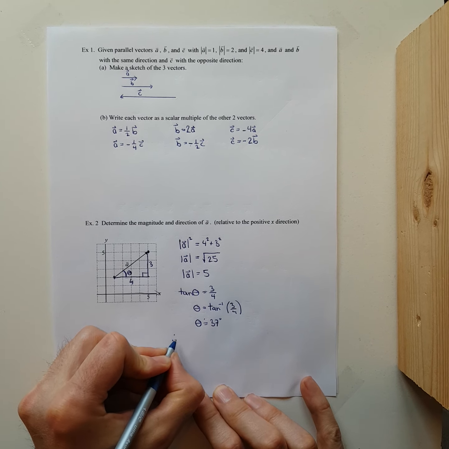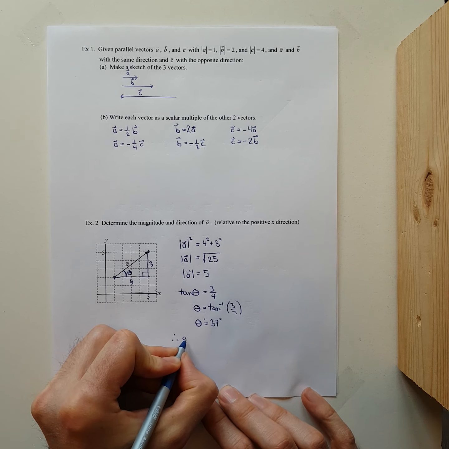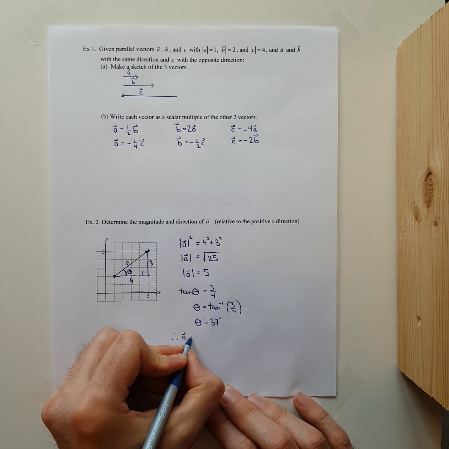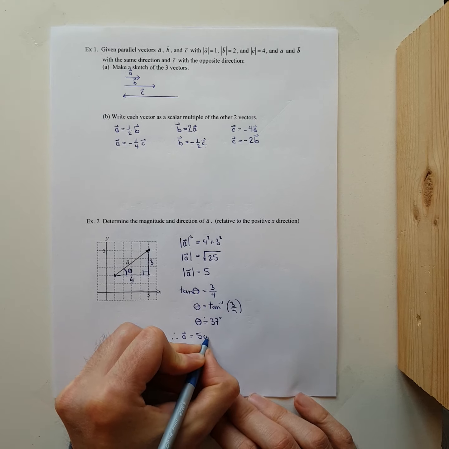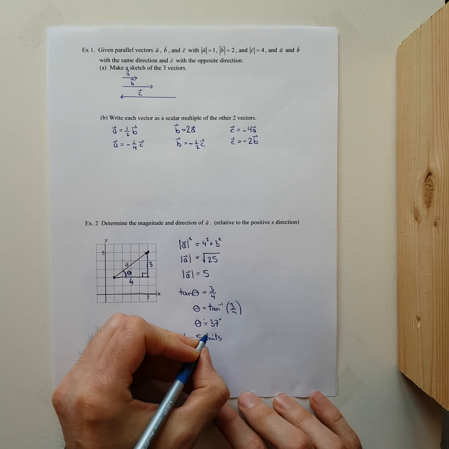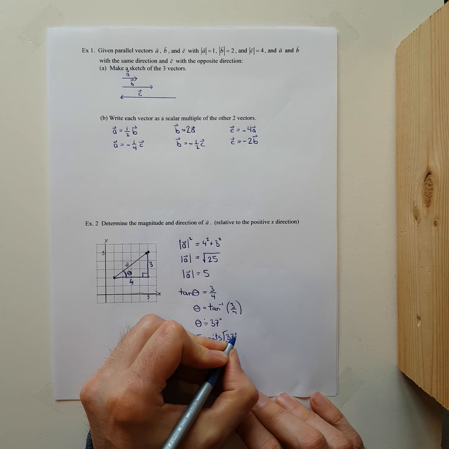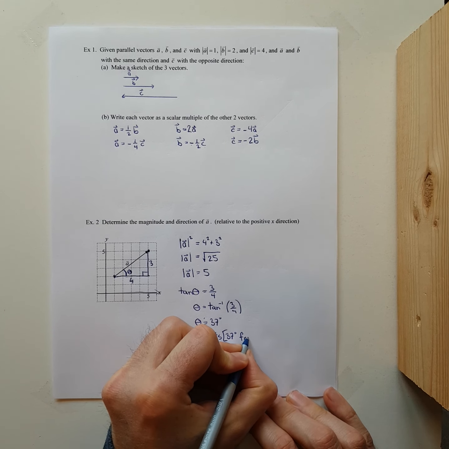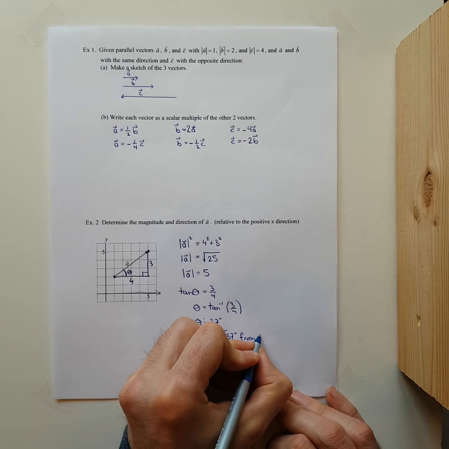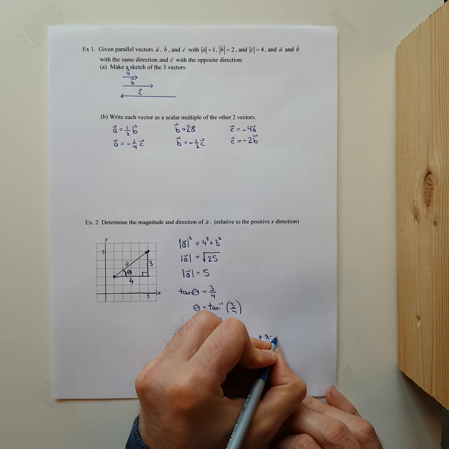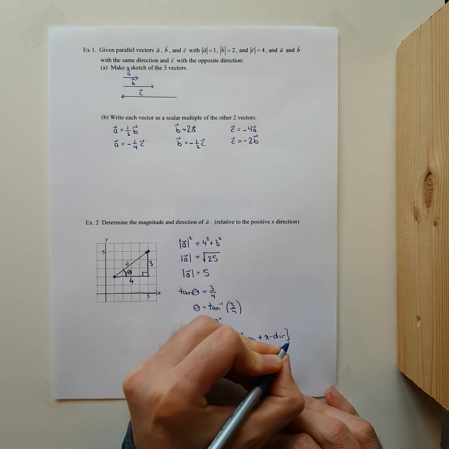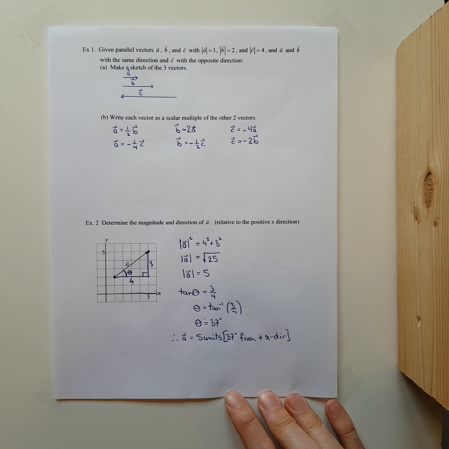So then we can put these two measurements together to create the vector. Vector A is equal to 5 units, and our direction in square brackets afterwards, I'm going to say here 37 degrees from positive x direction. Using some shorthand here just to try and make it a little bit shorter.